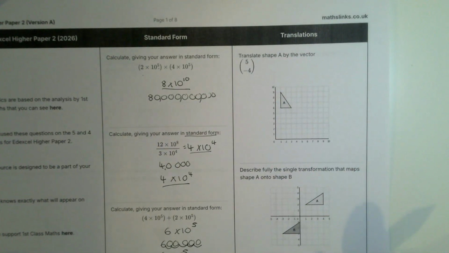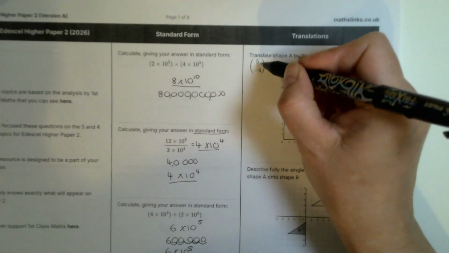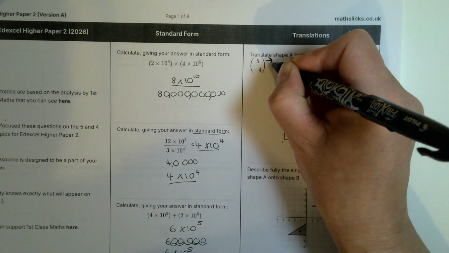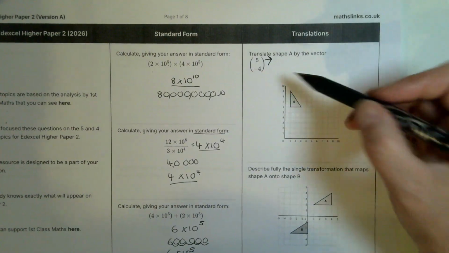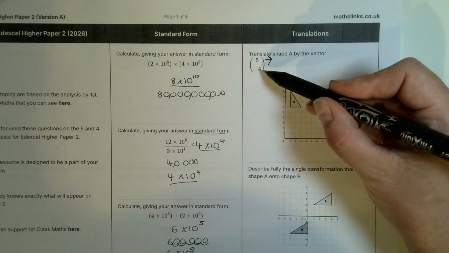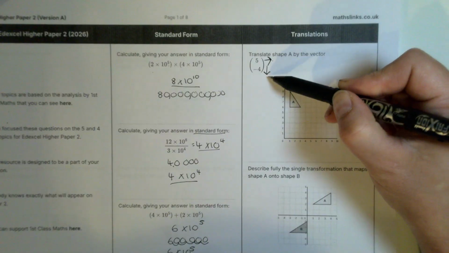Translations, transformations. Let's have a go at these now. So first one we need to do, translate shape A by the vector 5, -4. Now your top number tells you whether to go right or left. So because it's positive, you're going to go 5 to the right. The number at the bottom tells you whether to go up or down. Because it's a negative, we're going to go down. So that means 5 to the right, 4 down.